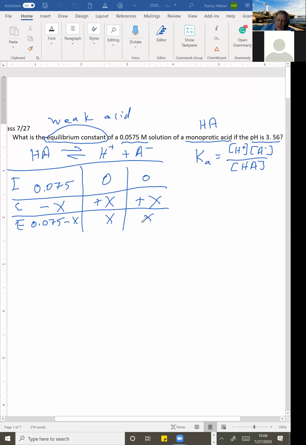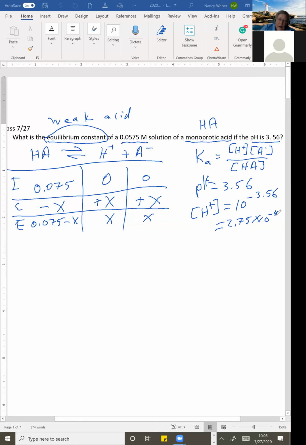Except it's not going to be, we know something else. We know the pH. If the pH is 3.56, that means the hydrogen ion concentration is 10 to the minus 3.56, which is the same thing as 2.75 times 10 to the minus 4.